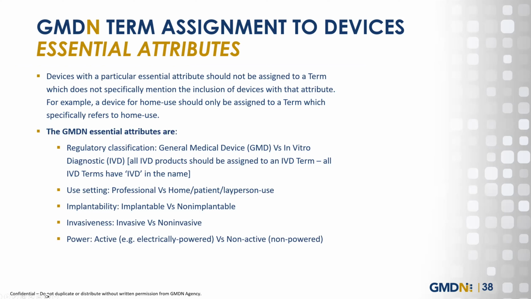The power input. So if the device is active, the term needs to mention that it is active, and the way of power input. So if it's, let's say, electrically powered or pneumatically powered, for example, it needs to mention that. Then the use frequency. The term needs to mention whether the device is single use versus reusable. Now, there are some exceptions here. If there is capital equipment that is obviously a reusable device, sometimes the reusable is omitted, but typically there will be a single use or reusable reference in the term.